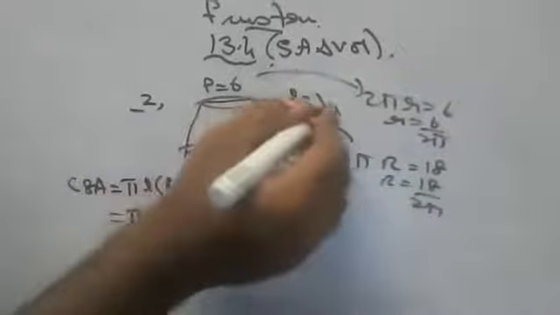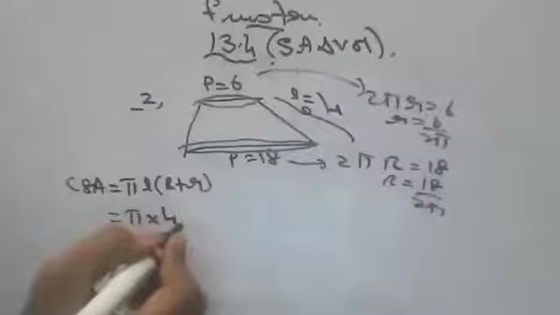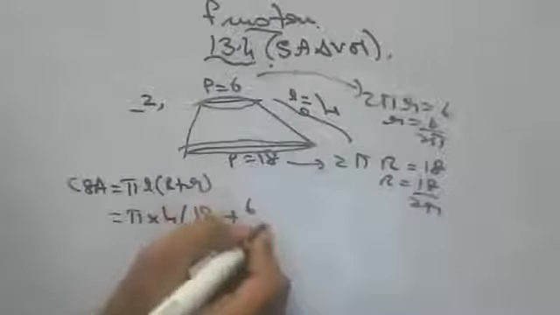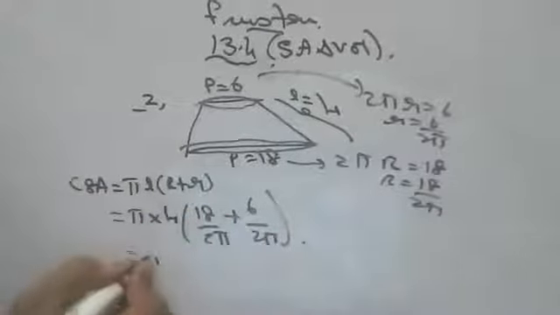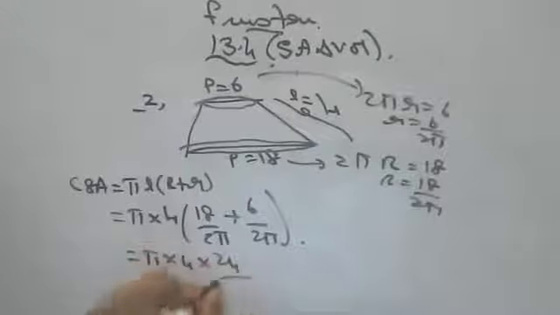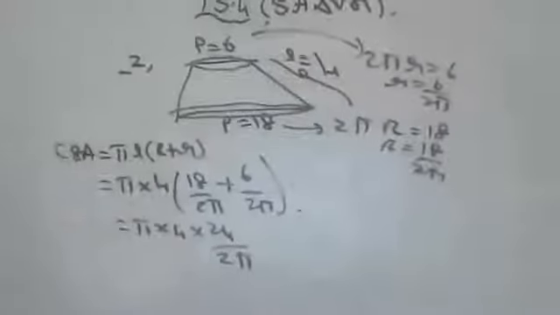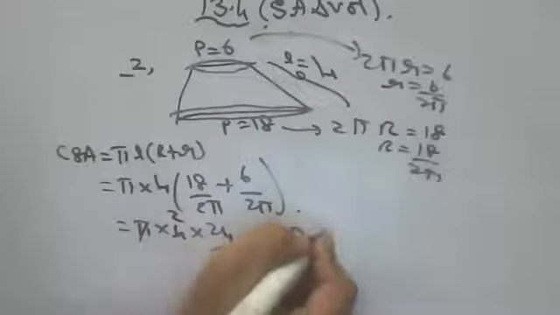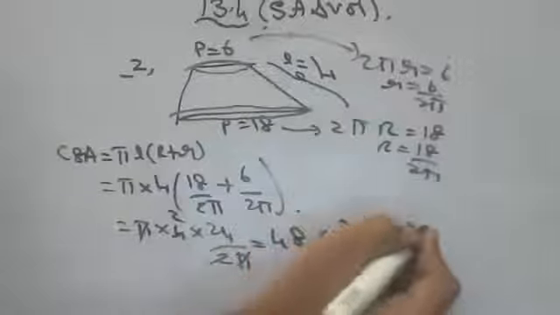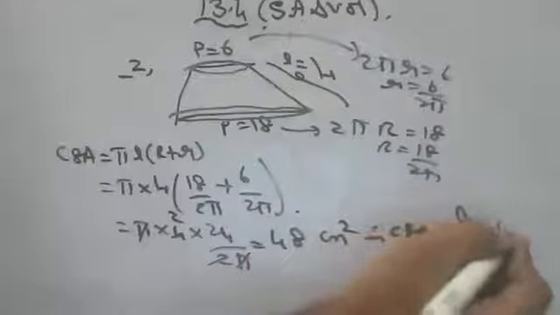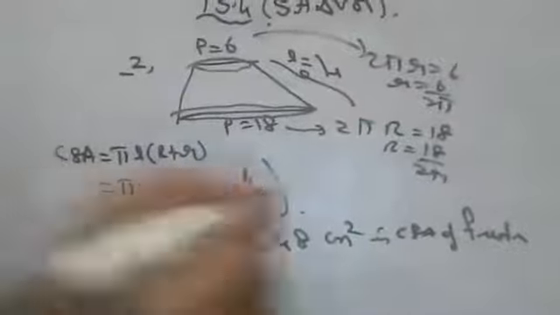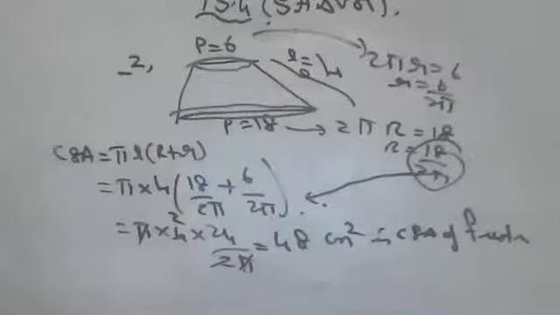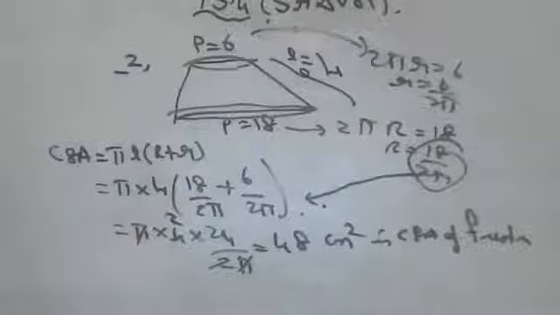Pi into 4 into (18 by 2 pi plus 6 by 2 pi). Pi into 4 into 24 by 2 pi. Okay, so easy method. Pi cancels, 2 fours are 8... 48 centimeters square is the CSA of the frustum. Like this, easy method. Some people will use 22 by 7 and simplify, but there is no need. By practice you will understand.